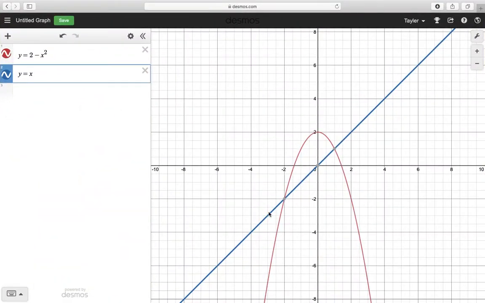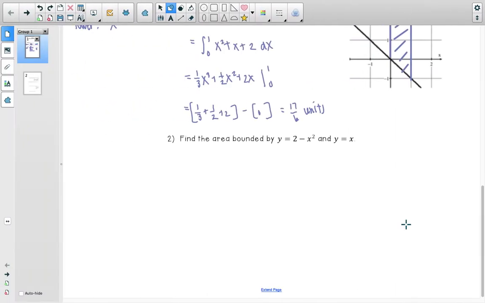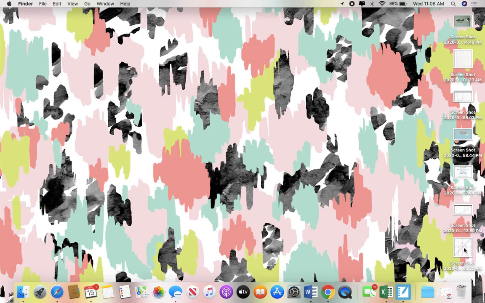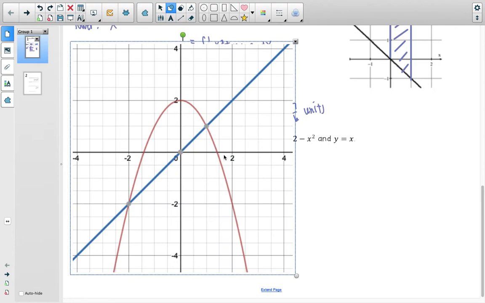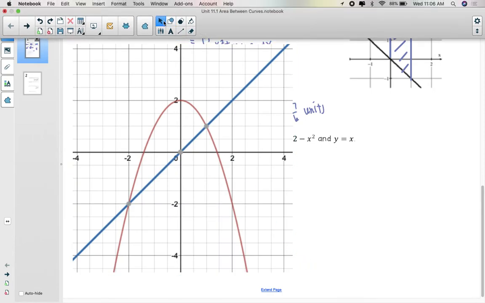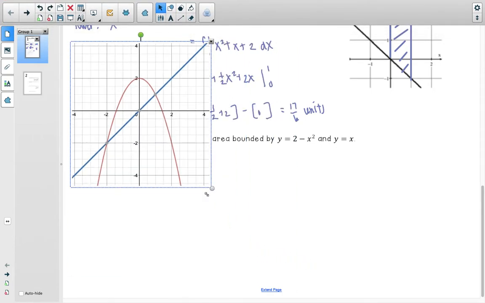So this is our graph. And I'm going to see if I can just do this. Perfect, perfect, perfect. Okay. Sorry if I'm giving you a headache with all this. That makes life so much easier. I love technology when it works for me.